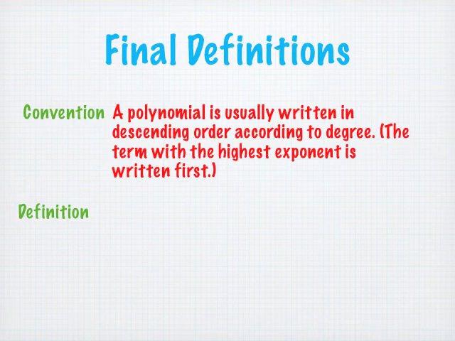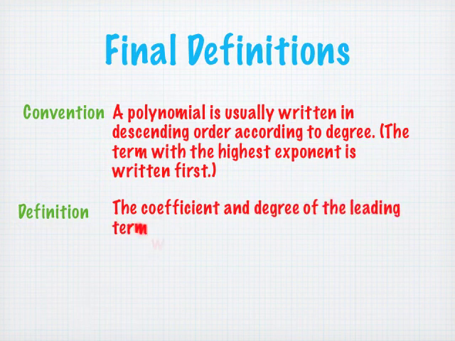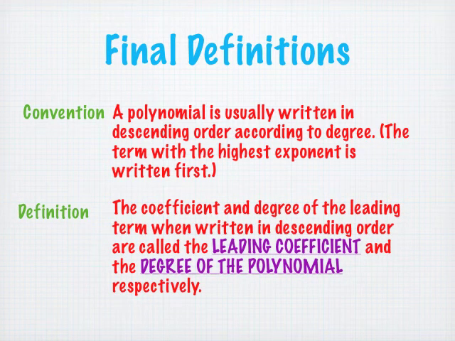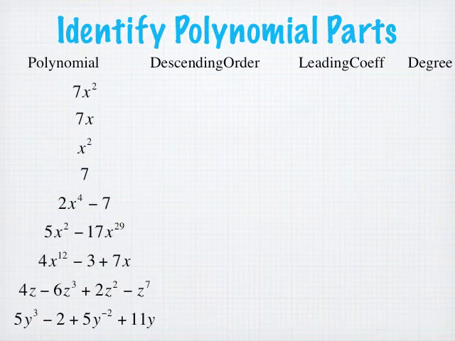By convention, polynomials are usually written in descending order according to degree. That means the term with the highest exponent is written first, and then the next highest exponent is written next, and so on. The coefficient and degree of that first term, when it's written in descending order, are called the leading coefficient and the degree of the polynomial, respectively. So let's look at the examples we had before. We have our little monomials, our 7x squared, 7x, x squared, and 7. We have our binomials, 2x to the 4th minus 7, and 5x squared minus 17x to the 29th. And then our trinomial, and then some bigger ones.